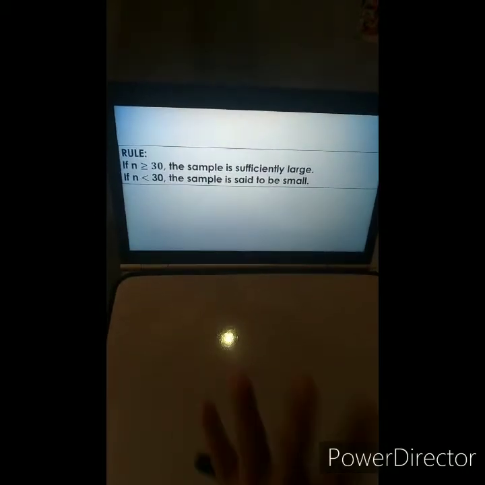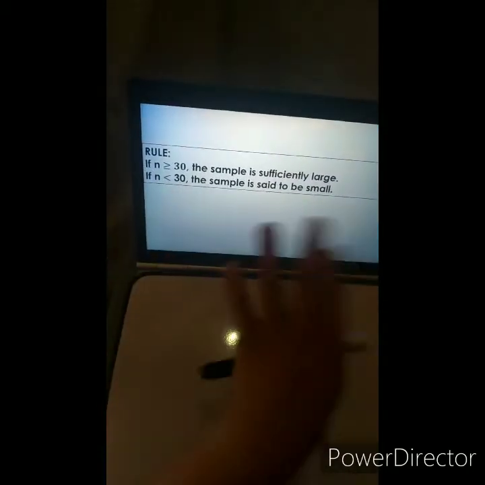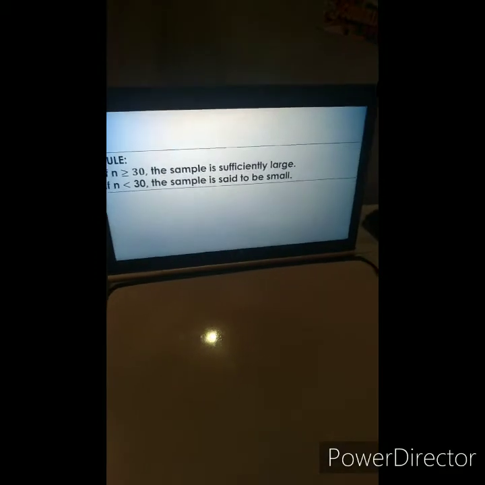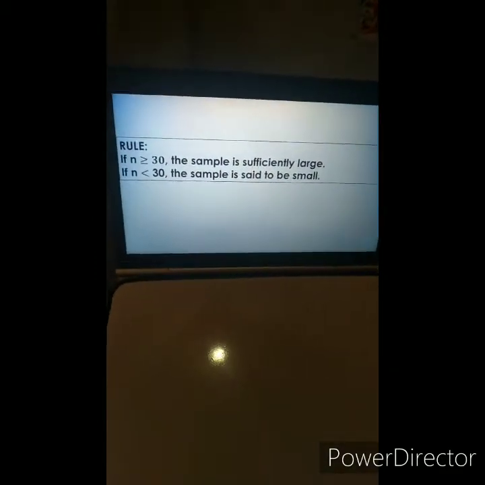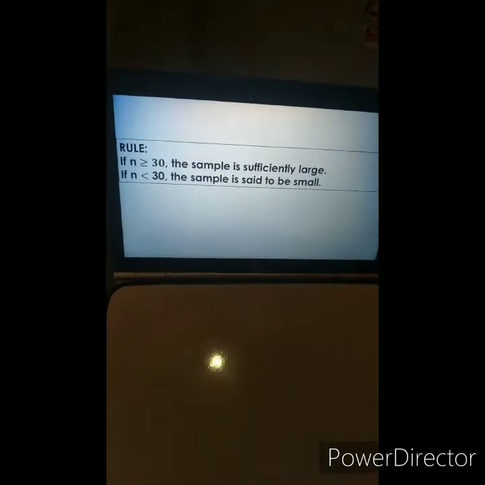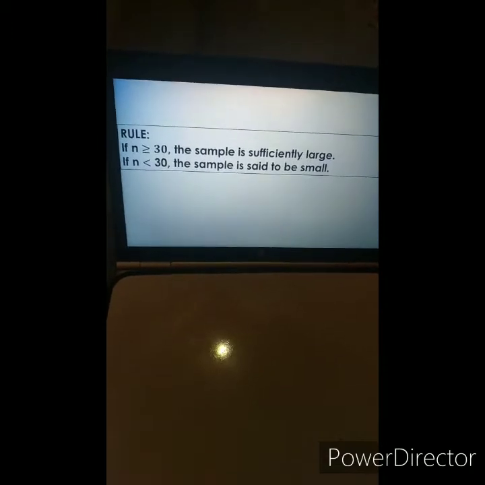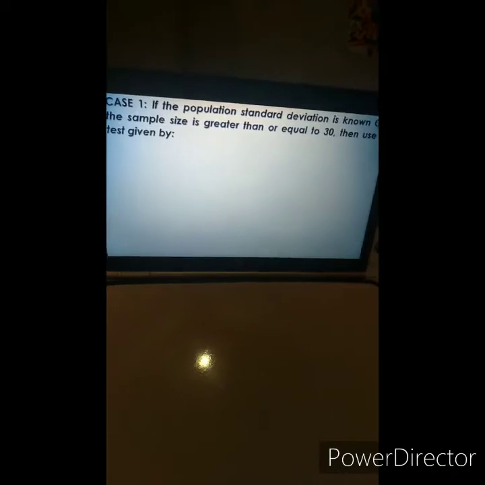Okay, we have a rule here. If n, or the sample size, is greater than or equal to 30, the sample is sufficiently large. If n is less than 30, the sample is said to be small. What is the use of that?